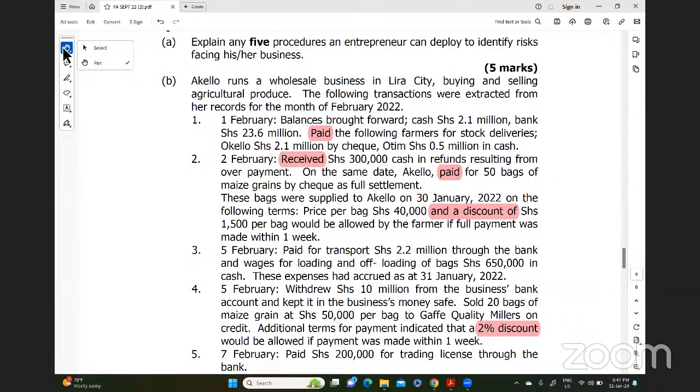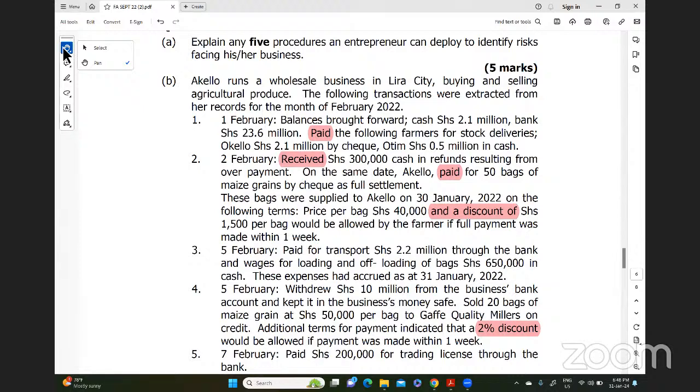Did Akelo meet the terms of a discount? Did she meet those terms? Because the terms were that she's supposed to pay within a week. When was the date of the transaction? 30th of January. Are we together? That's when she bought the bags.